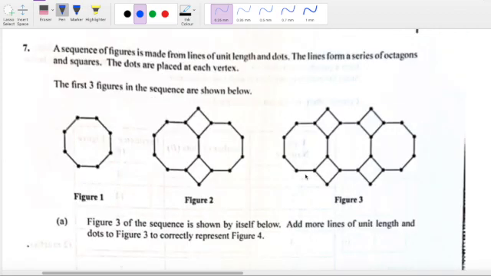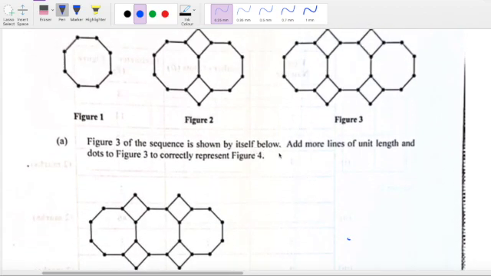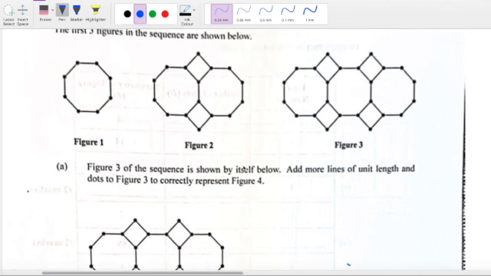Number 7, a sequence of figures is made from lines of unit length and dots. The lines form a series of octagons and squares. The dots are placed at each vertex. The first 3 figures in the sequence are shown below. Figure 3 of the sequence is shown by itself below. Add more lines of unit length and dots to figure 3 to correctly represent figure 4.